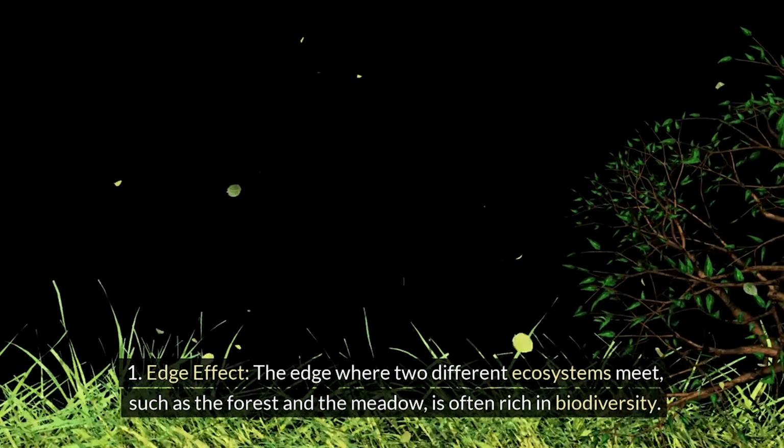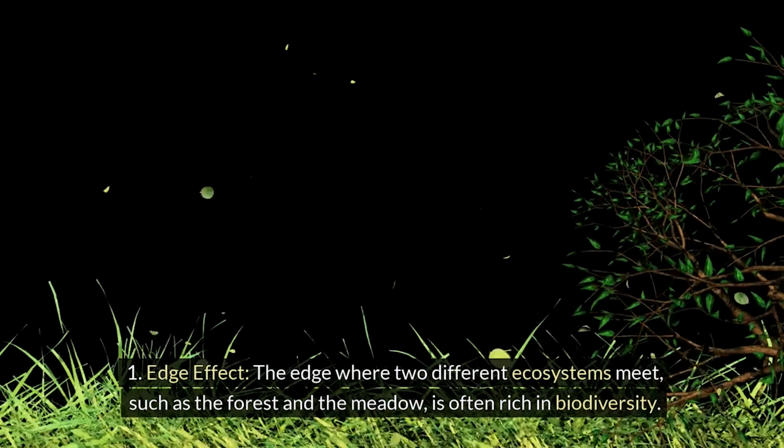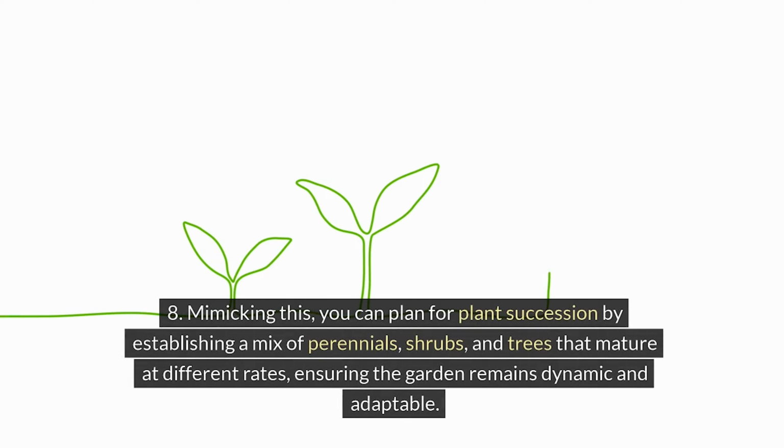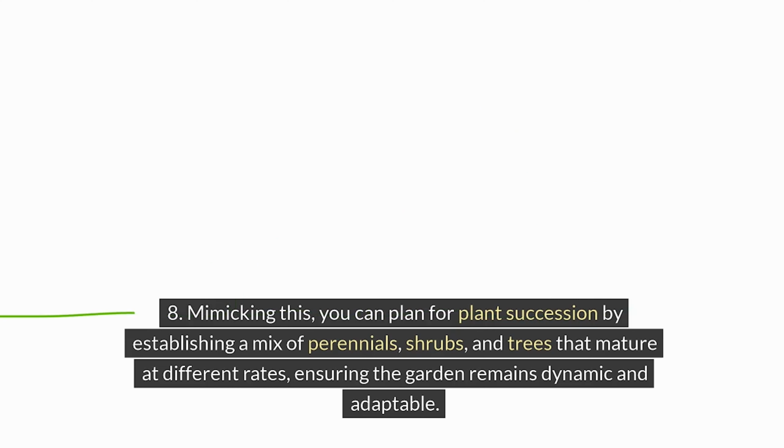Edge effect. The edge where two different ecosystems meet, such as the forest and the meadow, is often rich in biodiversity. Incorporating such transitional zones in your garden design can increase its ecological richness. Successional planting. In nature, ecosystems evolve over time. Mimicking this, you can plan for plant succession by establishing a mix of perennials, shrubs, and trees that mature at different rates, ensuring the garden remains dynamic and adaptable.